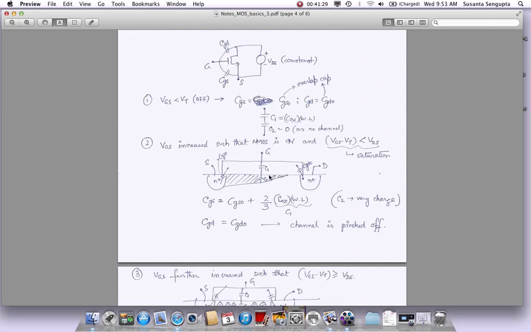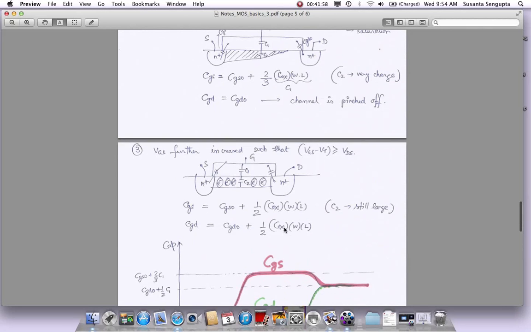So this is how we model in an analytical way. The simulators model it much more accurately with much more complicated expressions, but this is a first order model which is still valid and pretty good for hand calculations. If you wanted to find CGS, you could use this expression. So this is what happens when we have created the channel, but we have also remained in saturation.